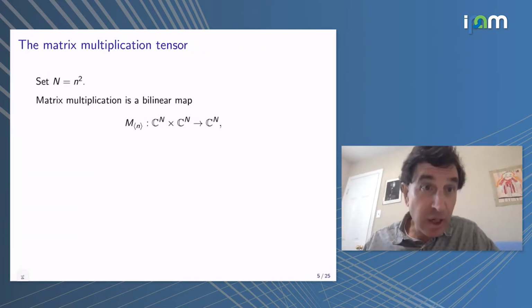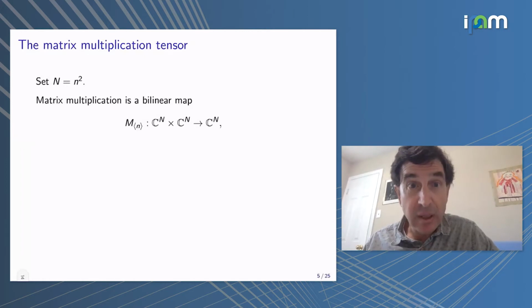So I want to talk about the geometry of this and its relation to tensors. Let me change language a little bit. We have an n by n matrix, so it has n squared entries. That is, it's a point in a vector space of dimension n squared. I'll just let capital N be that.